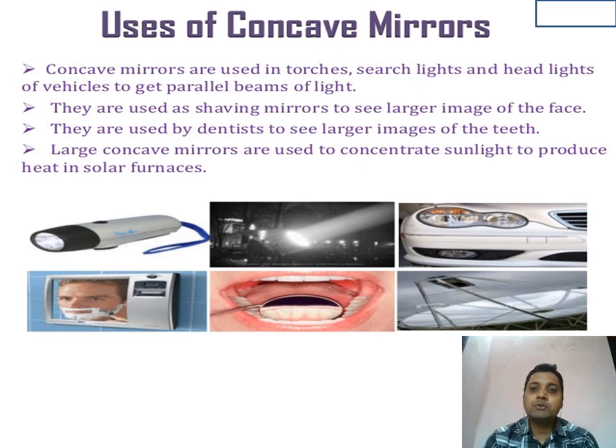Larger concave mirrors are used to concentrate light rays to produce heat in solar panels, means when a concave mirror is placed, all the parallel beam of light incident on it meets at a point that is called the focus point. So that is used in solar panels to get heat from it. So these are different uses of the concave mirror.